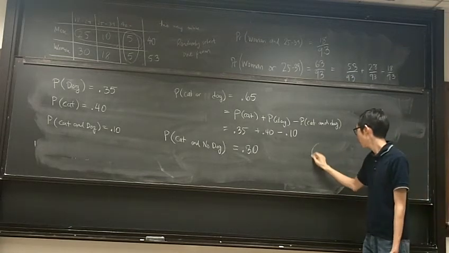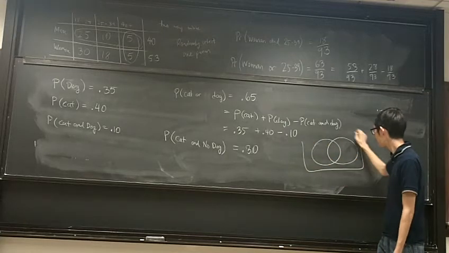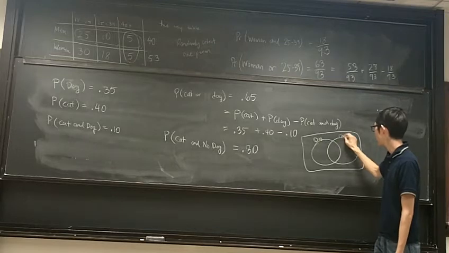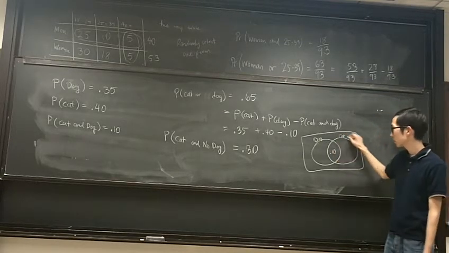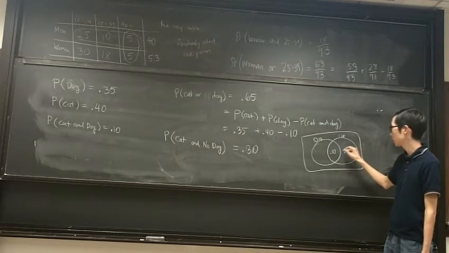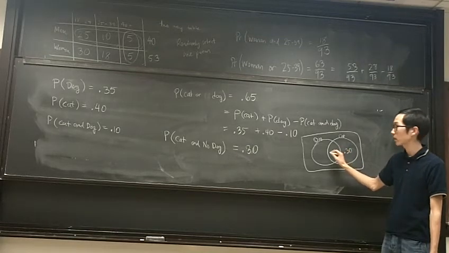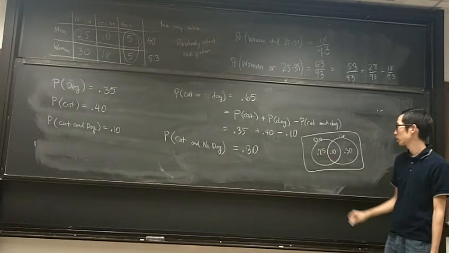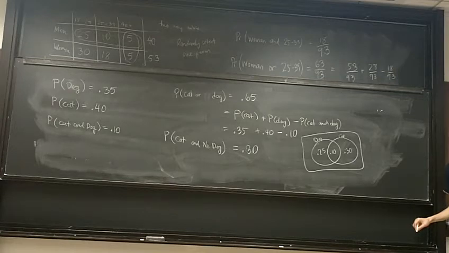30%, okay? Another way you can think of it is if you want to draw a Venn diagram. This is for dog. This is for cat. How much goes in the middle? 10%. This entire circle must be 40%, so that means I have 30% here. How much is this entire circle? 35. So how much goes over here? 25. Good.